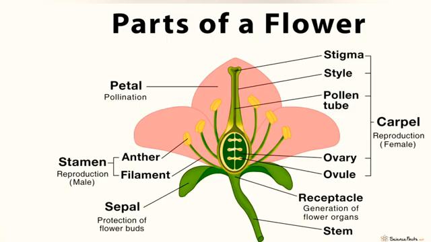Now the stamen has yellow colored bag-like structures that are called anthers, that are attached to the flower receptacle through a filament.